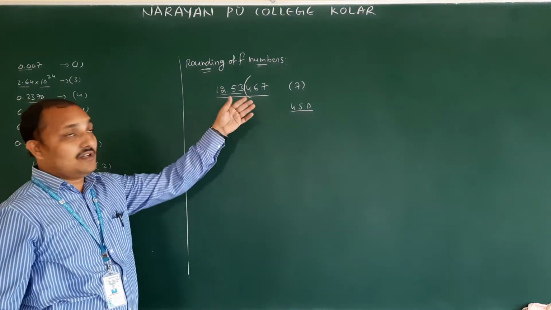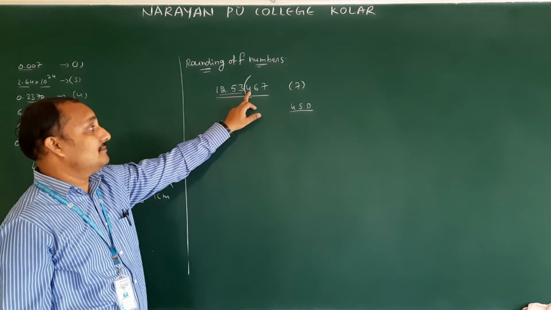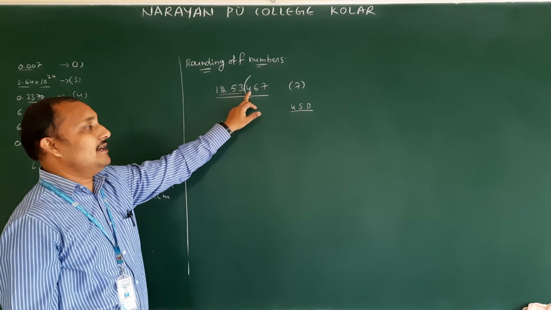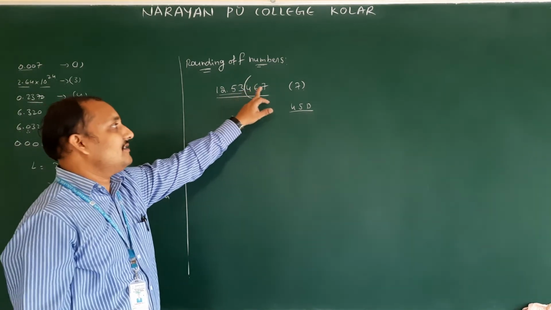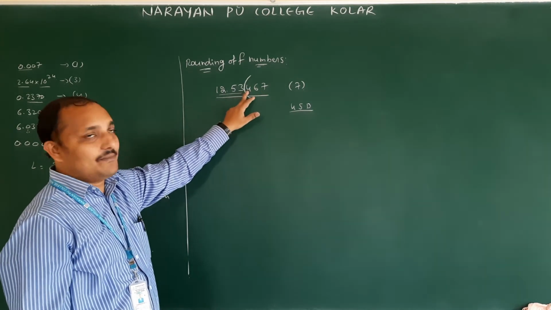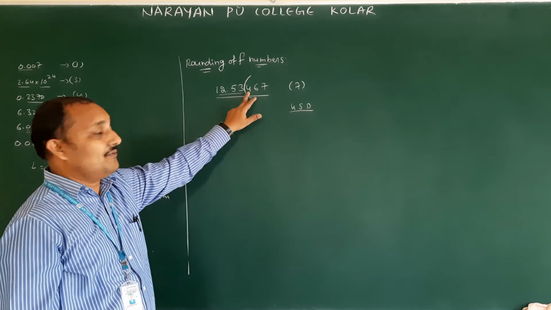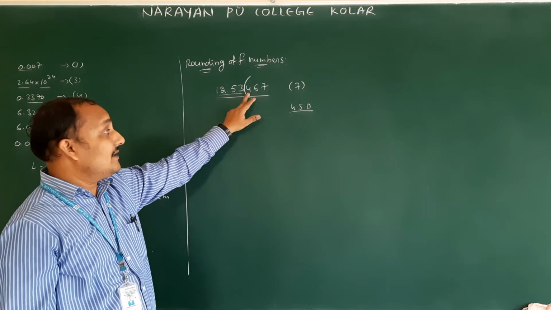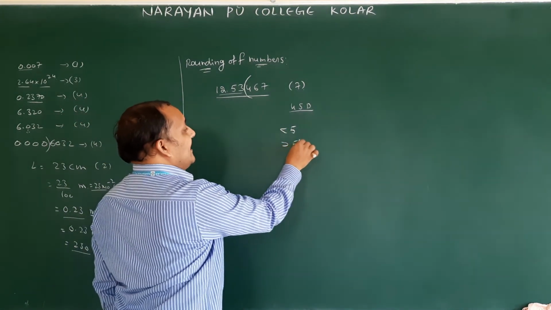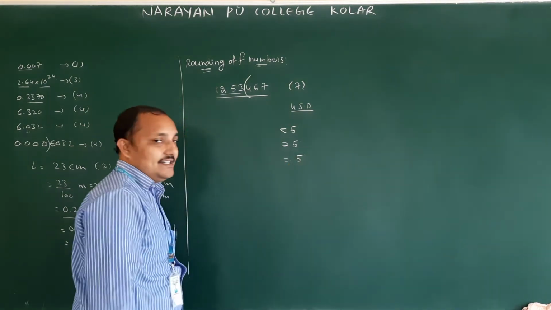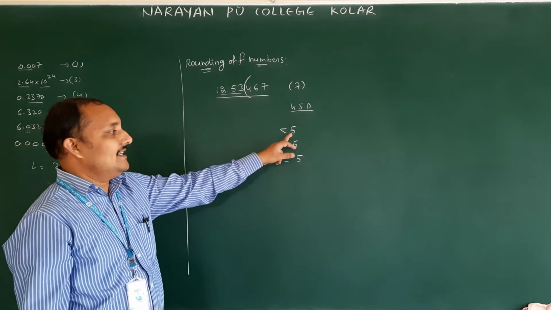Then whenever you are removing digits, you should not remove directly. This is the preceding digit, and this is the removing digit. Here, the 4 is going to be removed. If the removing digit is less than 5, or greater than 5, or equal to 5, these are the three cases. Now this 4 is less than 5.